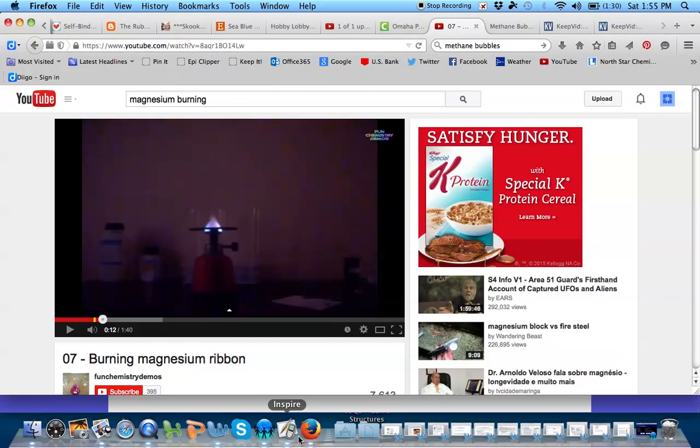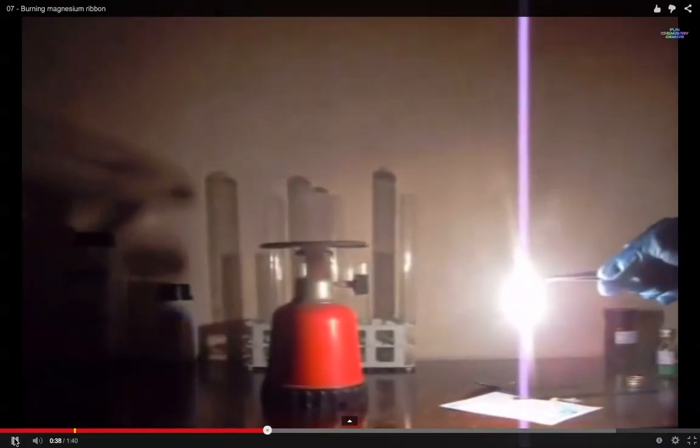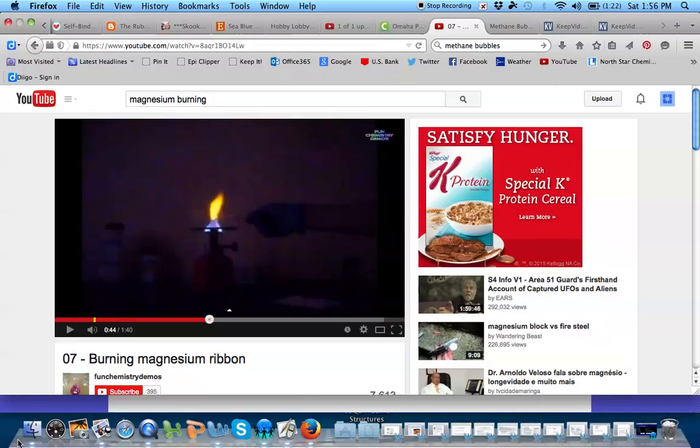So here is a demonstration of burning magnesium ribbon. Short video. I'll be burning magnesium ribbon. I place a piece of magnesium ribbon on a Bunsen burner and wait until it ignites. So it burns really brightly. That's some of the energy that is also going to be released in the reaction. Let's have a closer look at the reaction. That is also a combustion reaction.